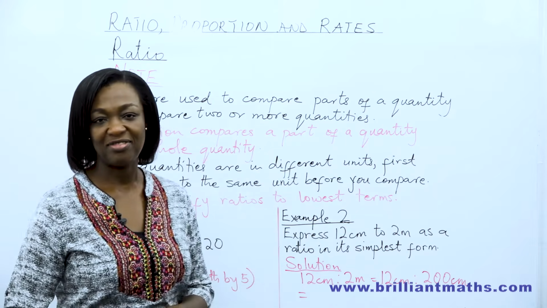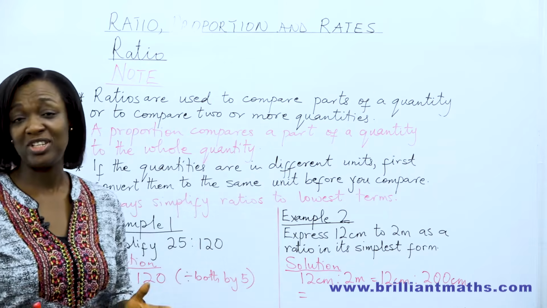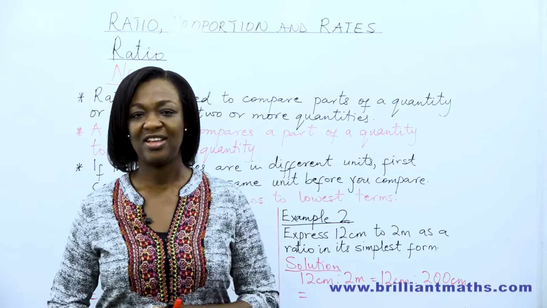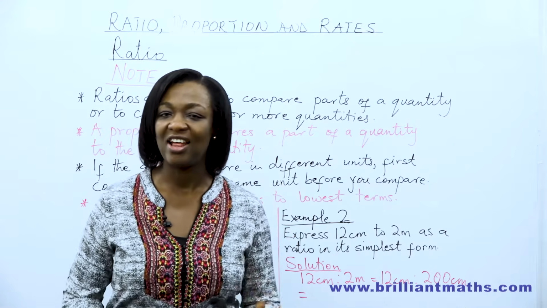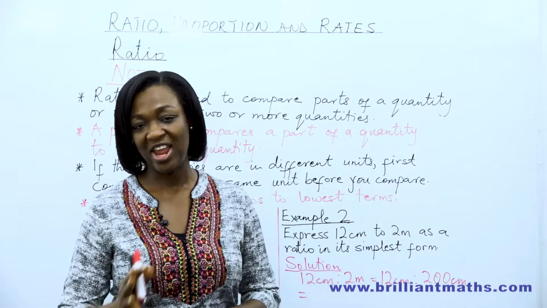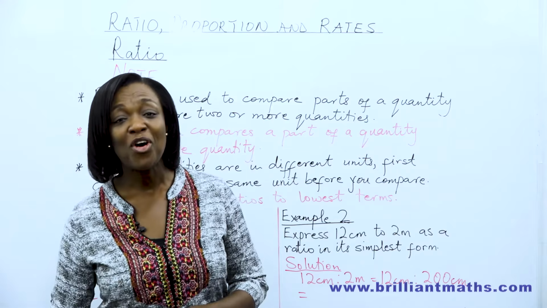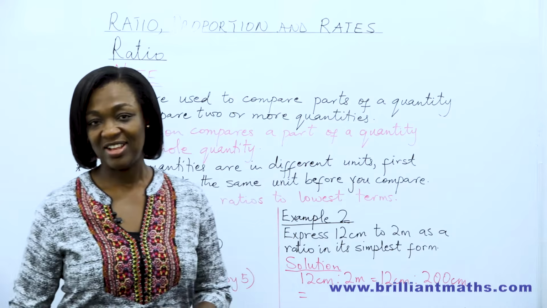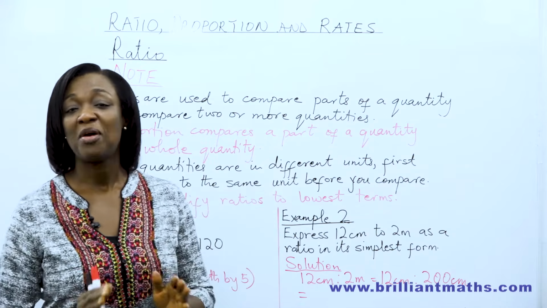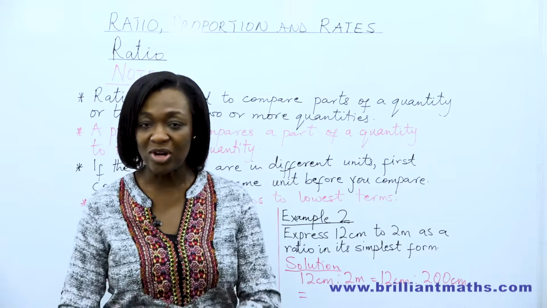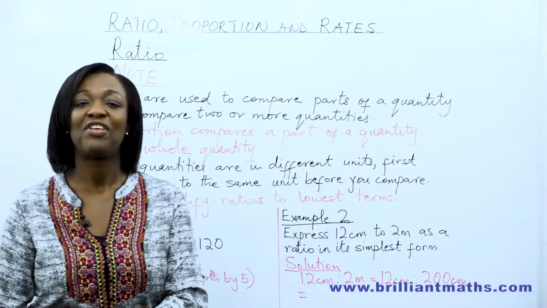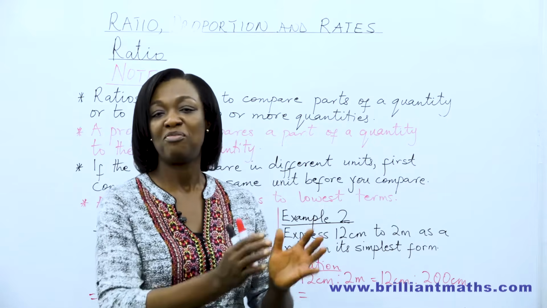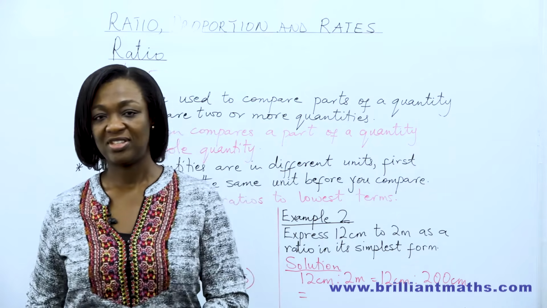Let's bring it to real life. Let's think about a class of 20 students where you have 12 boys and 8 girls. The ratio of boys to girls is 12 to 8. And the ratio of girls to boys is 8 to 12. That means that ratio is an ordered pair. You must take note of the order. Boys to girls is different from girls to boys. So that ratio is comparing the number of boys in the class to the number of girls.